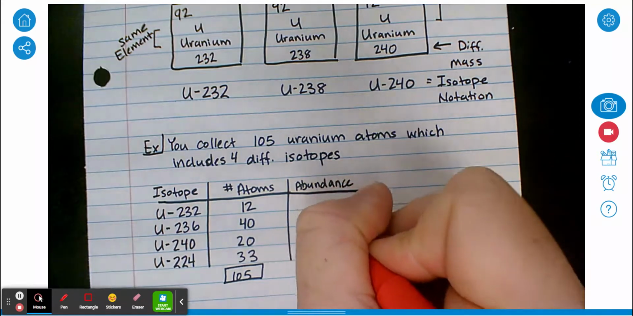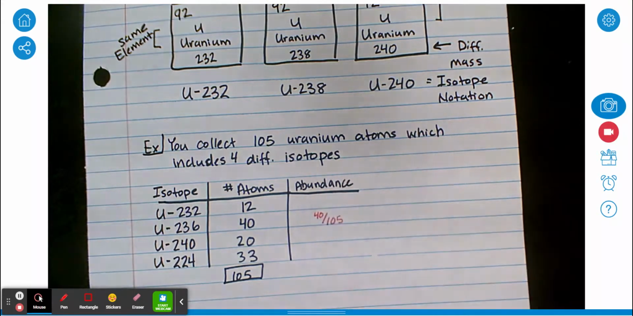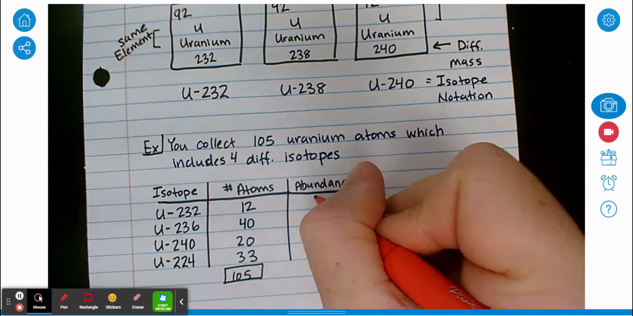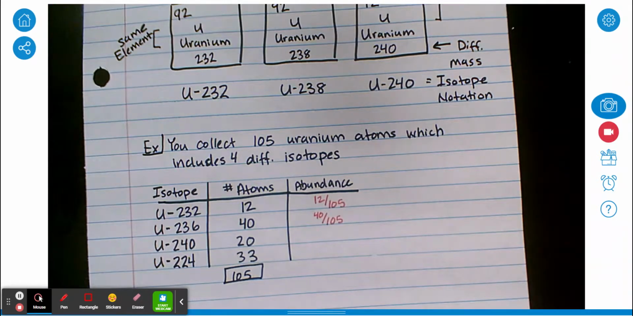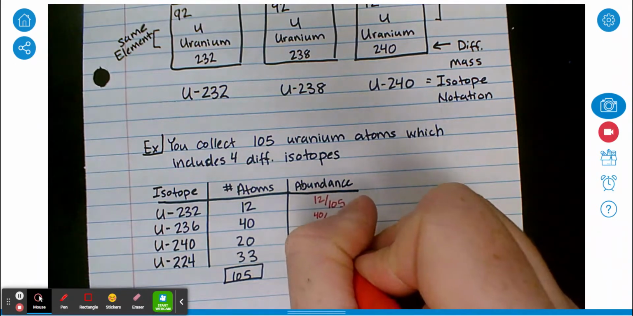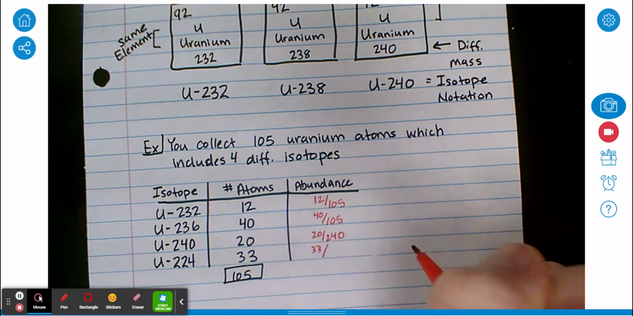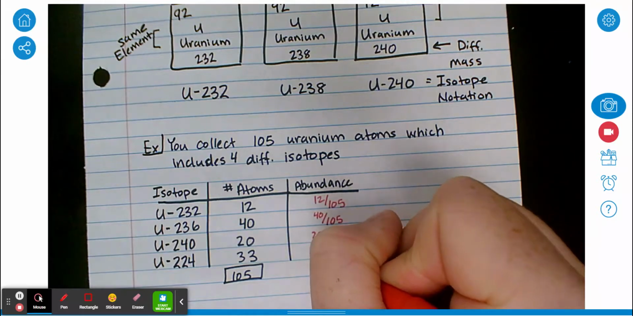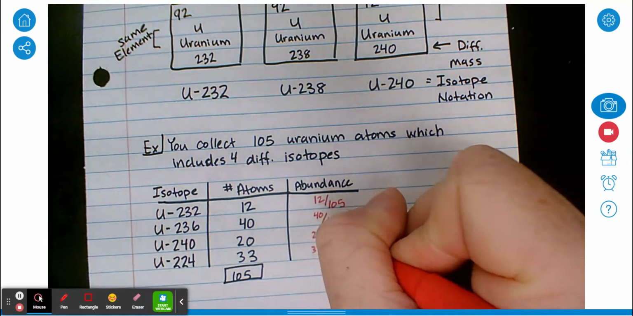40 of my 105 atoms are uranium-236. 12 are 232, 20 are 240, and then 33 of them are mass 224. Now I can actually see here, I made a little oopsie.